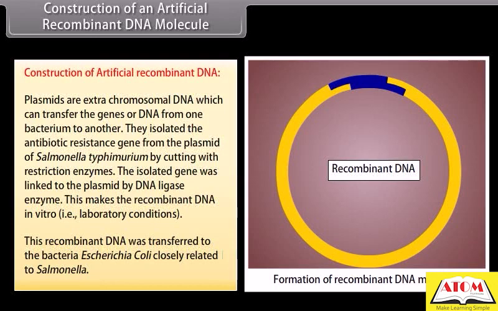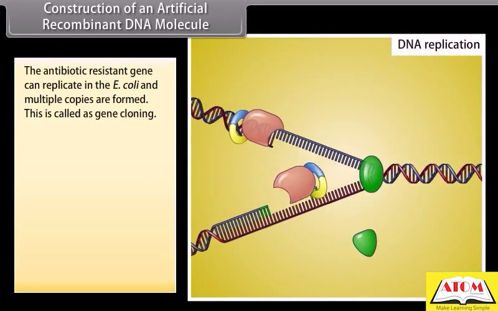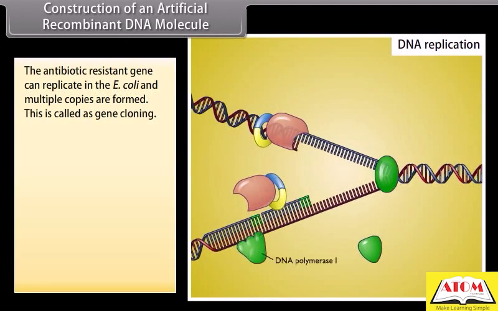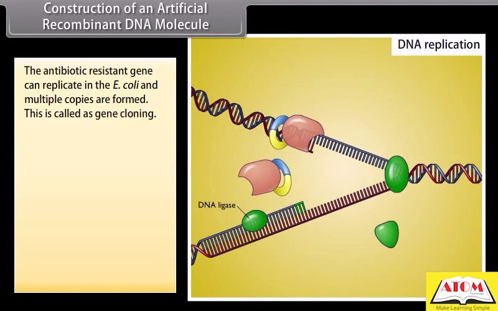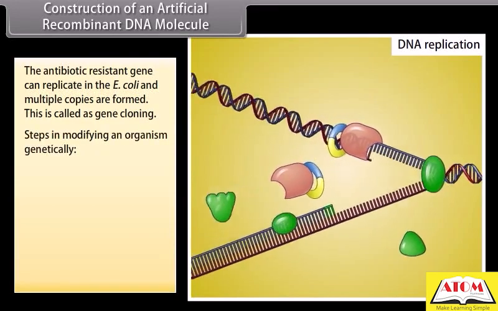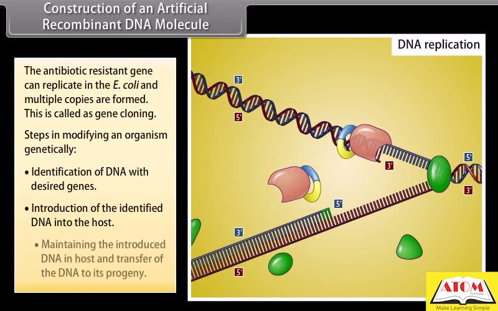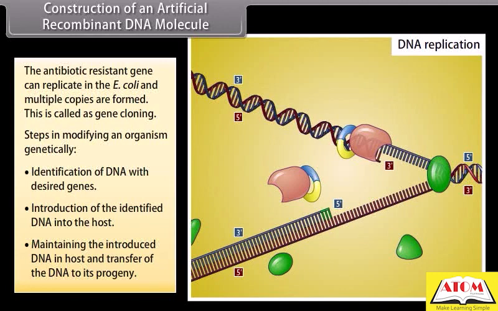This recombinant DNA was transferred to the bacteria Escherichia coli, closely related to Salmonella. The antibiotic resistance gene can replicate in the E. coli and multiple copies are formed. This is called as gene cloning. Steps in modifying an organism genetically. Identification of DNA with desired genes, introduction of the identified DNA into the host, maintaining the introduced DNA in host and transferring the DNA to its progeny.